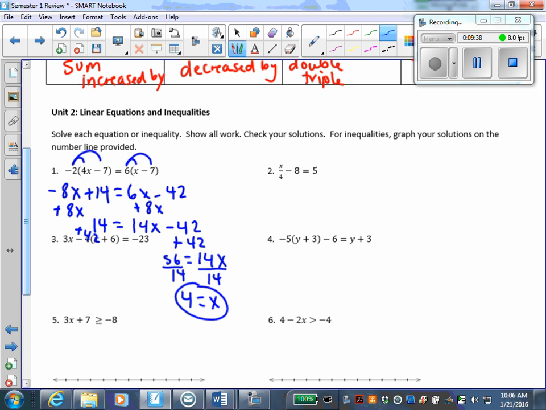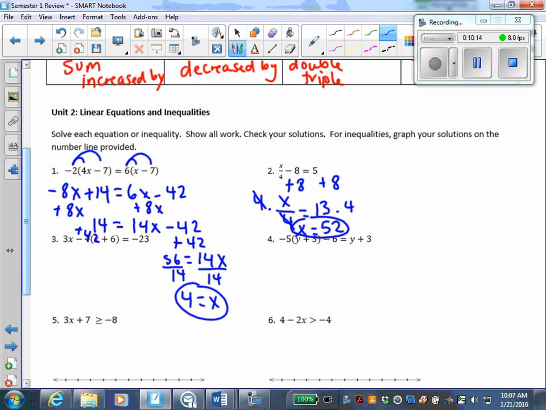Number 2, x divided by 4 minus 8 equals 5. So first, I'm going to add 8 on both sides. So then I have x divided by 4 equals 13. The opposite of dividing by 4 is multiplying by 4. So if I multiply by 4, now I have 4x divided by 4, that's just 1x. So the 4 on top and the 4 on bottom reduces to 1x equals 13 times 4. Let's see, that's 26 times 2, which would be 52. I can check that answer. 52 divided by 4 is 13. 13 minus 8 is 5.